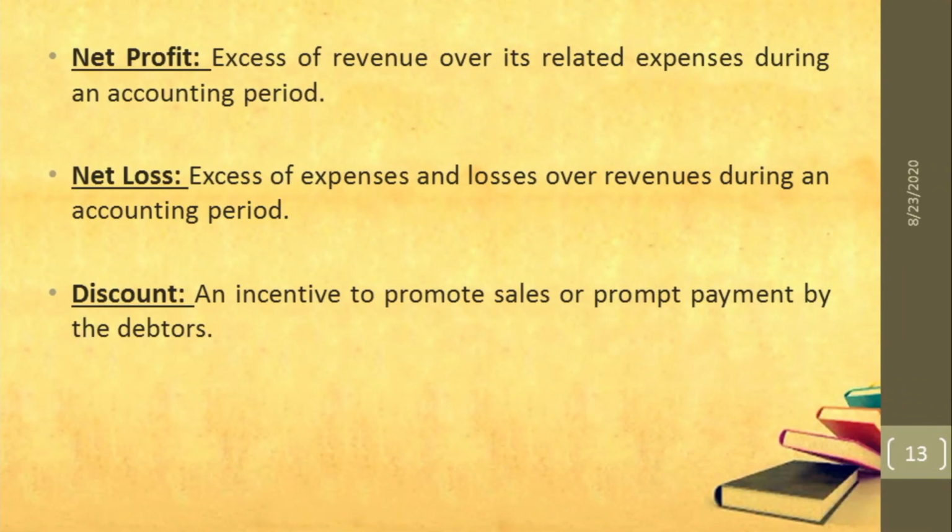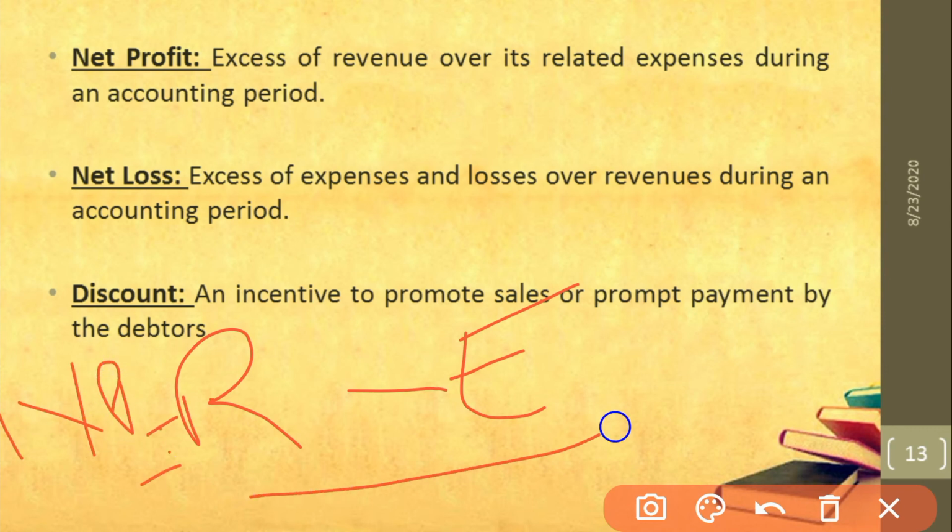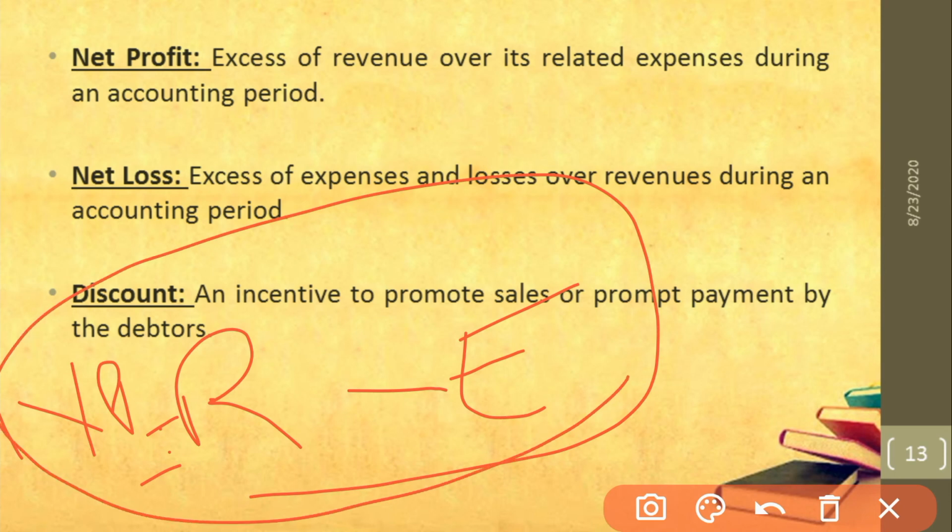Next is our net profits. Net profit is the excess of our revenues over our expenses, that is, when our revenues are more than our expenses. Now what are revenues? Revenues are generally our sales only, sales of one particular product or the services that the firm is rendering.